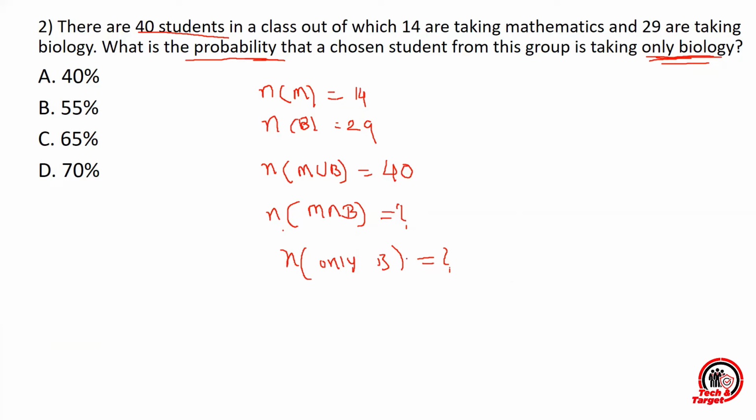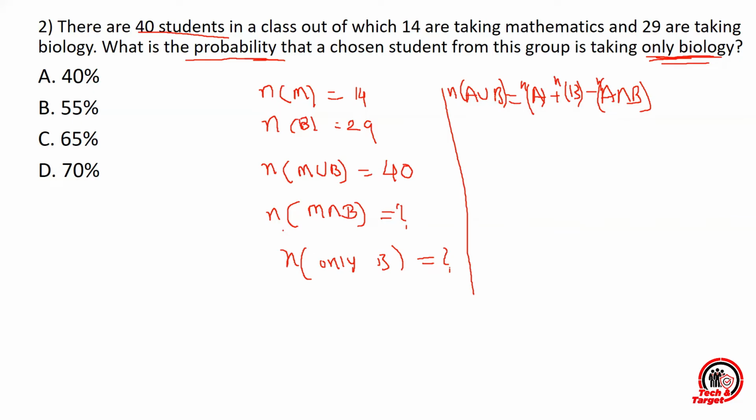Now see, we have a formula in probability, right? In set theory we studied that A union B is equal to A plus B minus A intersection B. So N of A union B is equal to N of A plus N of B minus N of A intersection B, which is basically the number of students here in our case, right?